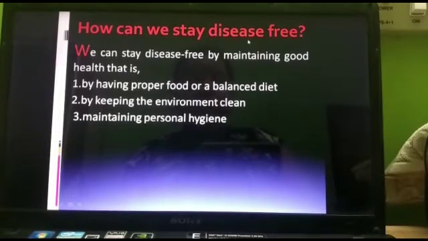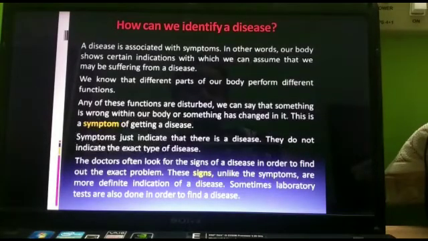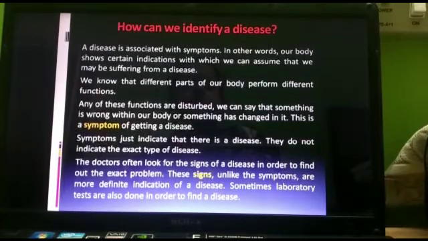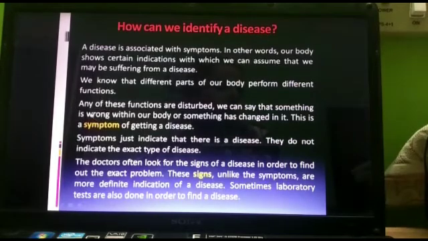Now, let us understand how we can identify that we have a disease. If you go to any person and ask, how can I identify a disease? A person can identify a disease through symptoms. What are symptoms? They just indicate that there is a disease. So, symptoms are those factors that indicate that there is a disease. For example, I am feeling unwell because I am having a high fever, my body temperature is high, and that is a symptom that I am not well.